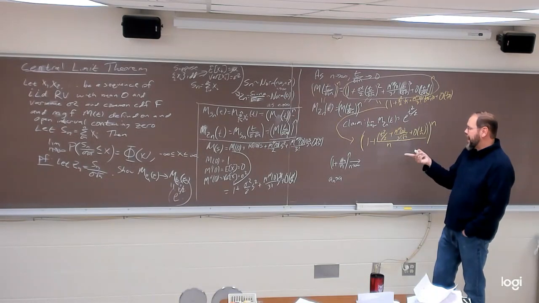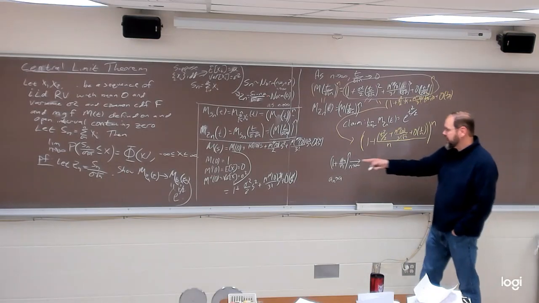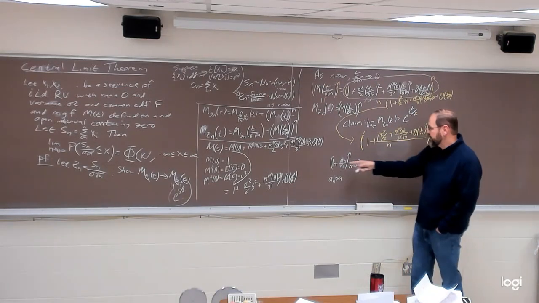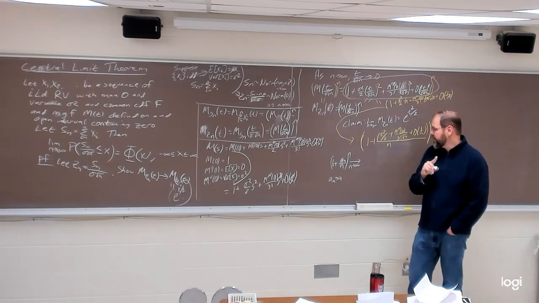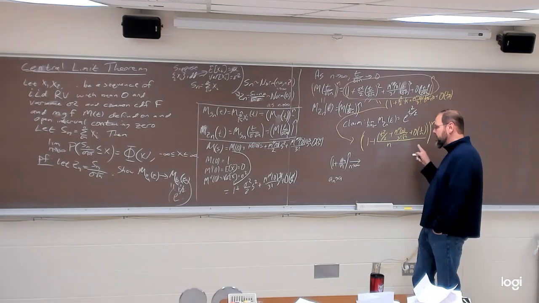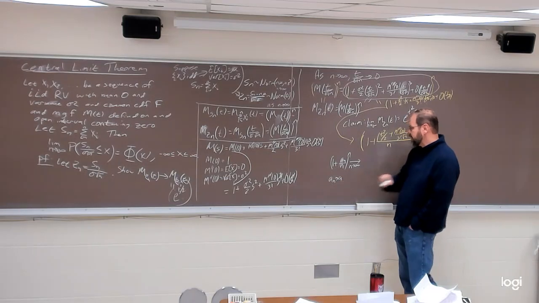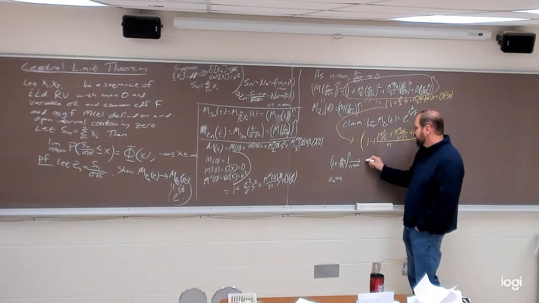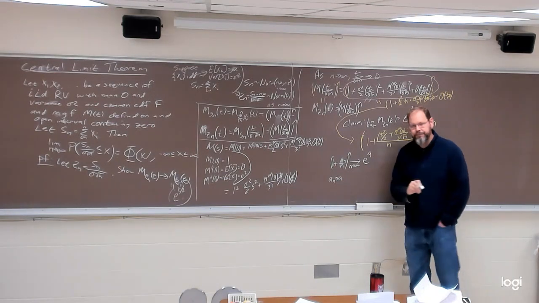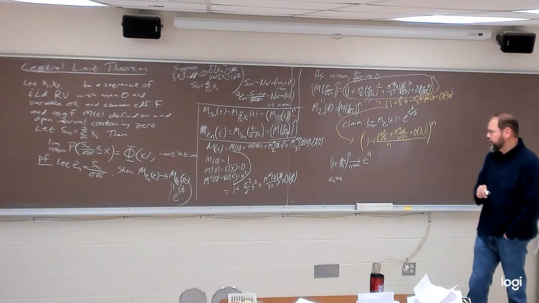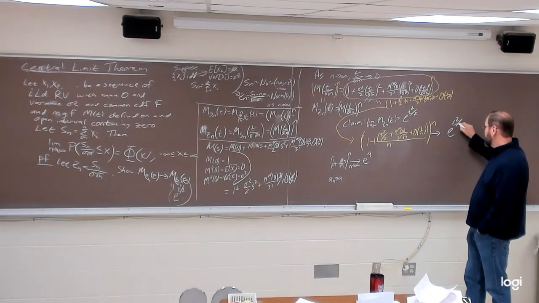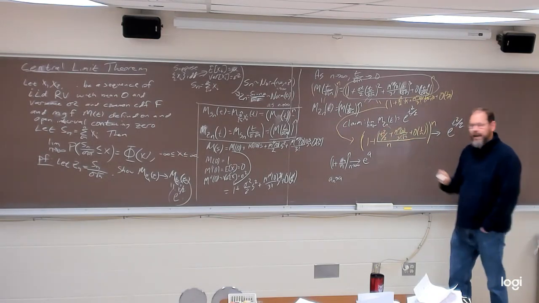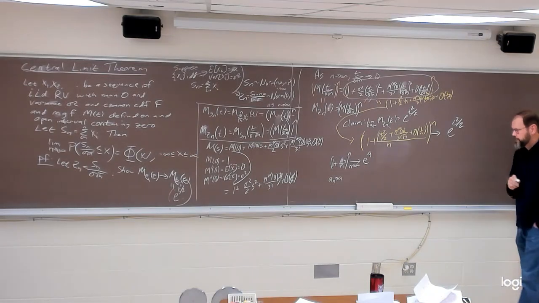And I'd like to make a claim that if I have something of that type, 1 plus a sub n over n raised to the power of n, and I take the limit as n goes to infinity, if those a sub n's are all getting close to a particular number like that, then the limit will be e to the a. And if that's true, then it means this limit is going to be e to the t squared over 2, right? Because that would be my a for this particular case.